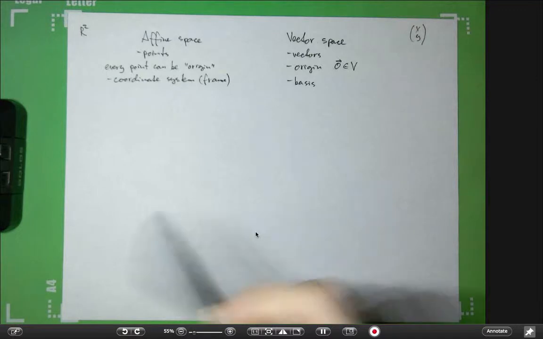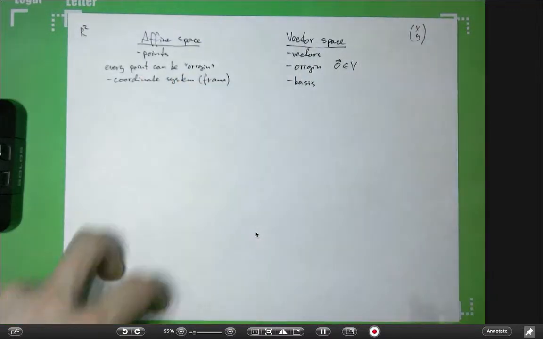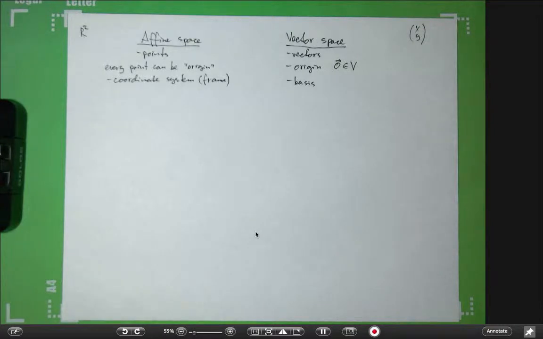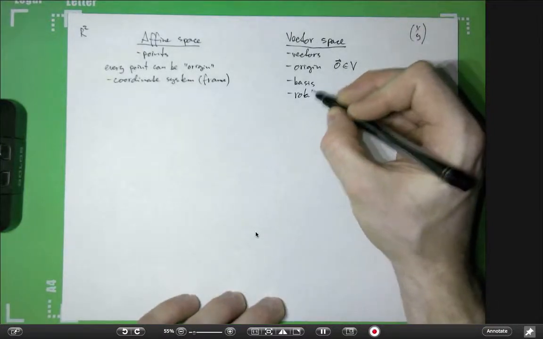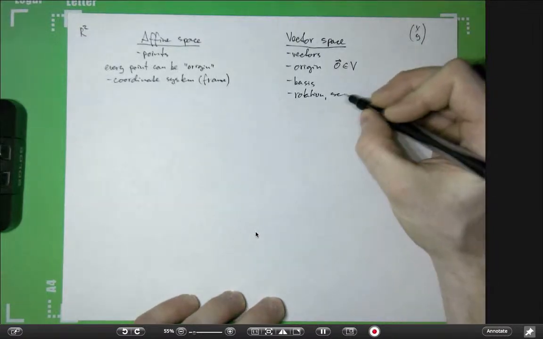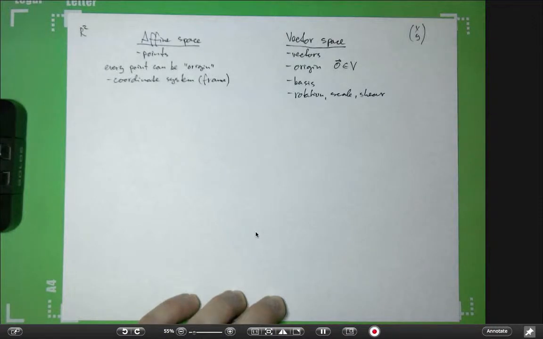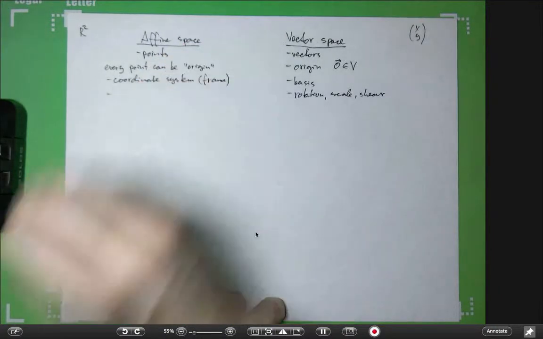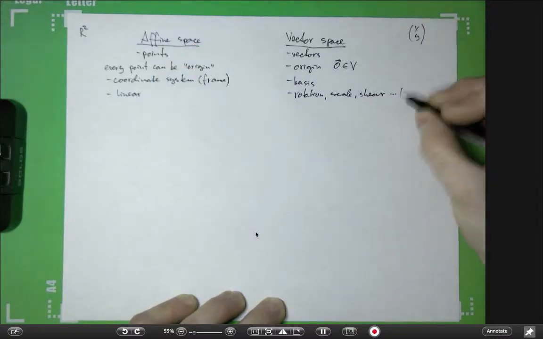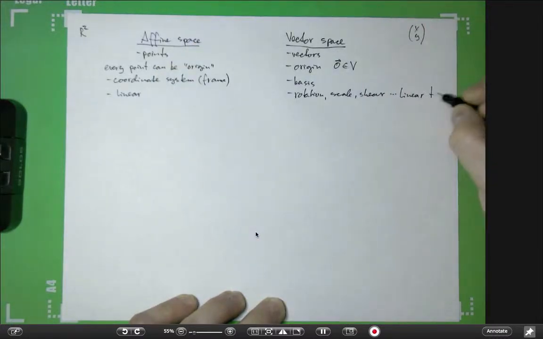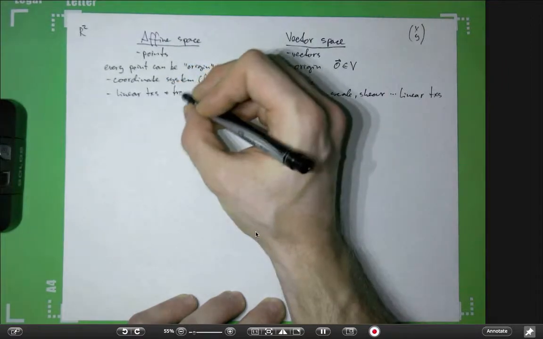So the reason why we are differentiating between affine and vector spaces, that's what I talked about last time, is that in vector space we can do transformations such as rotation, scale, shear, but not translation, right? So in affine space we can do all linear transformations. So those are linear transformations. So these are all linear transformations plus translation.